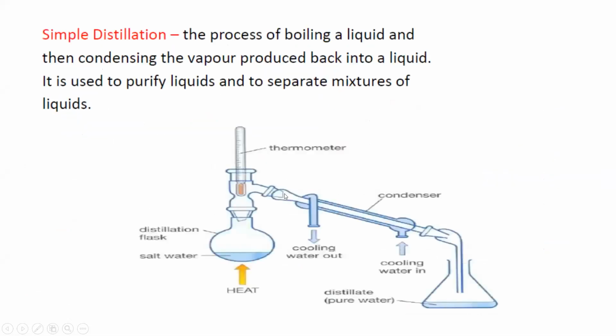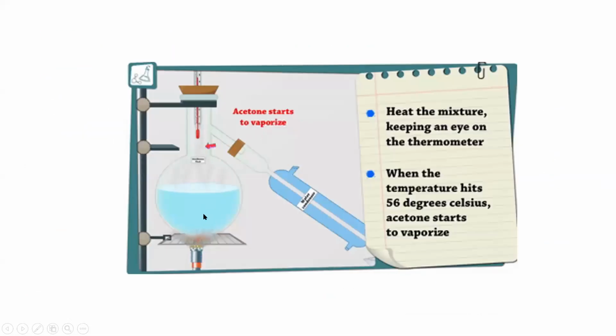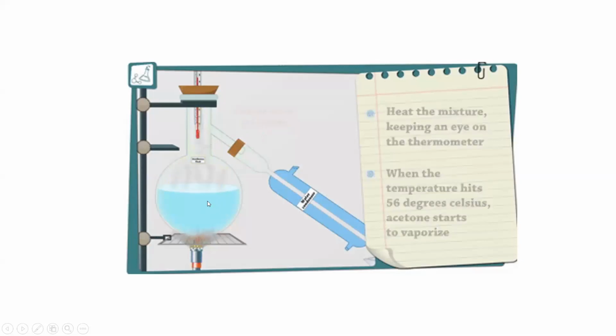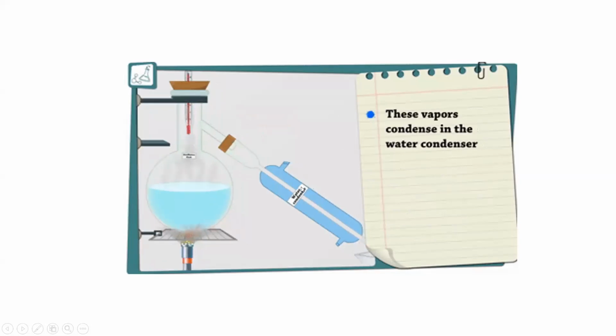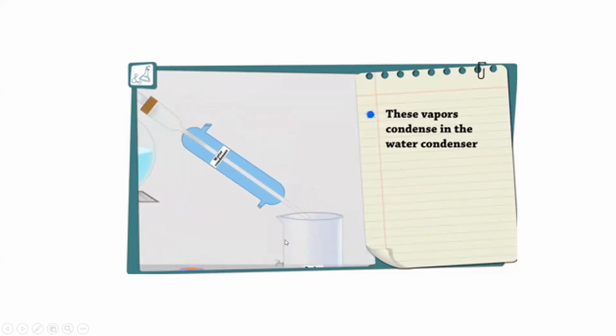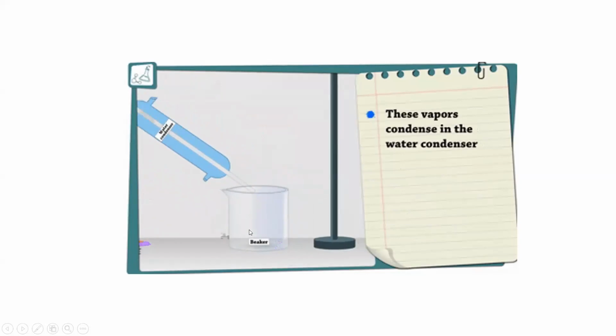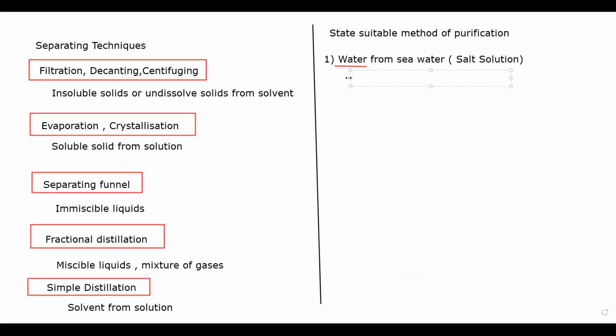But in simple distillation, what happens? If this was a salt solution or seawater, when you supply heat energy, the water vapor will rise and condense. When they condense, you collect the water in a beaker, and that is called a distillate. So if you want water from seawater or a salt solution, which technique is suitable? That is known as simple distillation. Is it clear? First one.